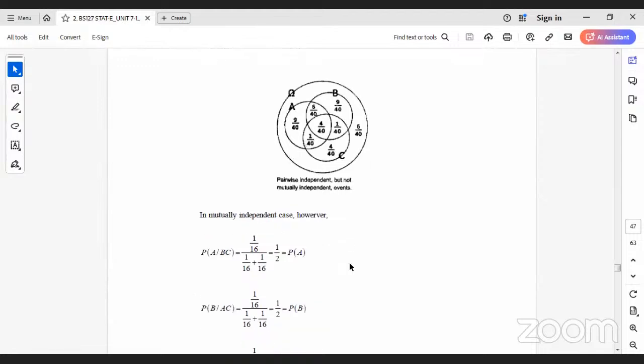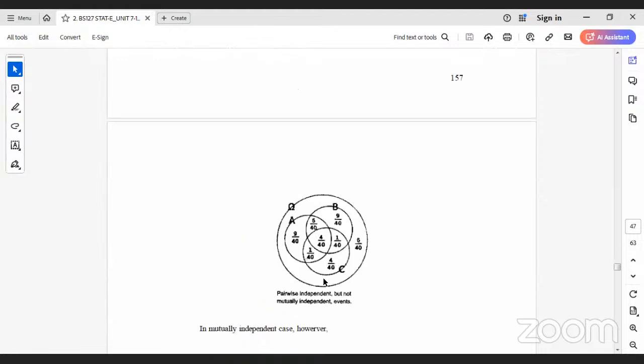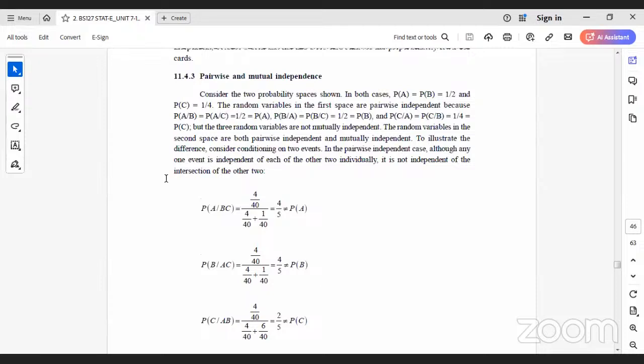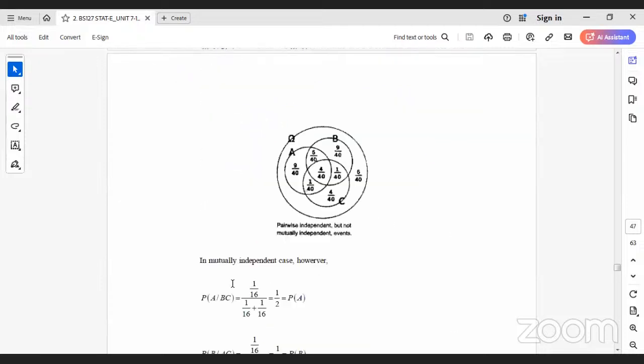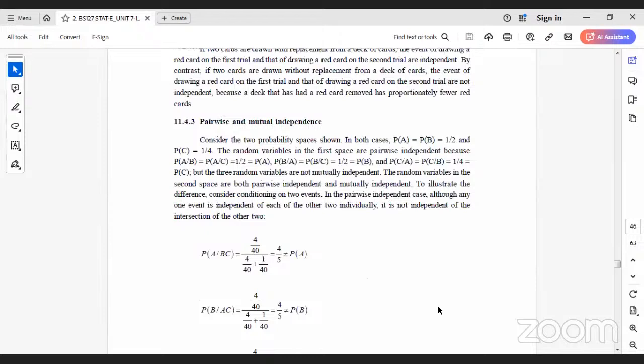In the mutually independent case, P(A|C), P(A|B∩C), what did you get for A? 1/2, sir. In the mutually independent case, P(A|B), P(B|C), P(A|B∩C).